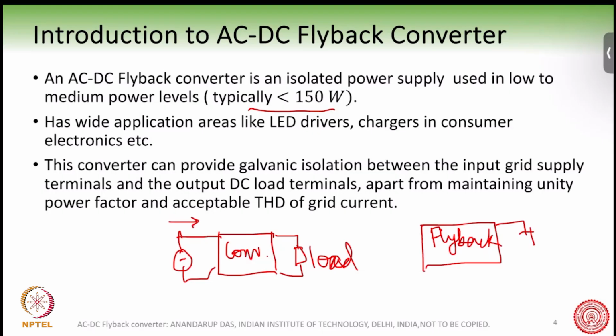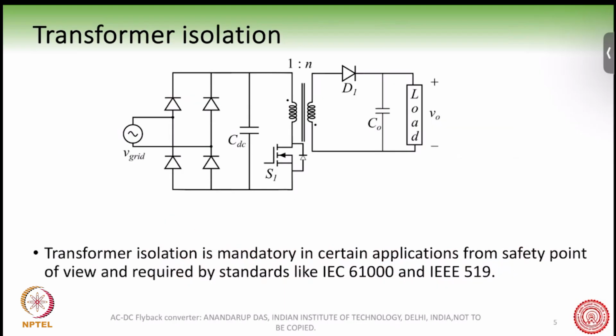So we have the load and we have the source here. What is additionally coming up here is a form of transformer isolation. Inside the flyback converter, we have an isolation. So the input and output is isolated through a transformer. This is something which many times is mandated by the standards, and we will see why this is needed.